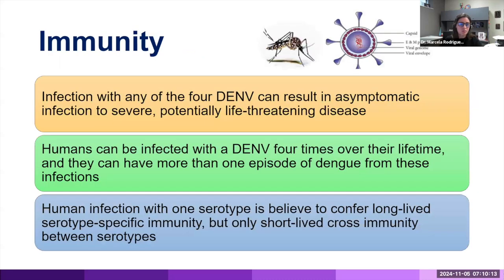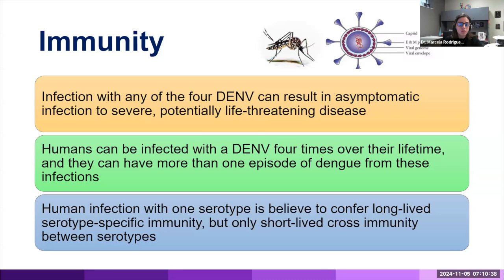So immunity against these viruses is very interesting. Infection with any of the 4 dengue viruses can result in anything from asymptomatic infection to severe, potentially life-threatening disease. Humans can be infected with a dengue virus 4 times over their lifetime because we have 4 serotypes, and they can have more than 1 episode of dengue from these infections.